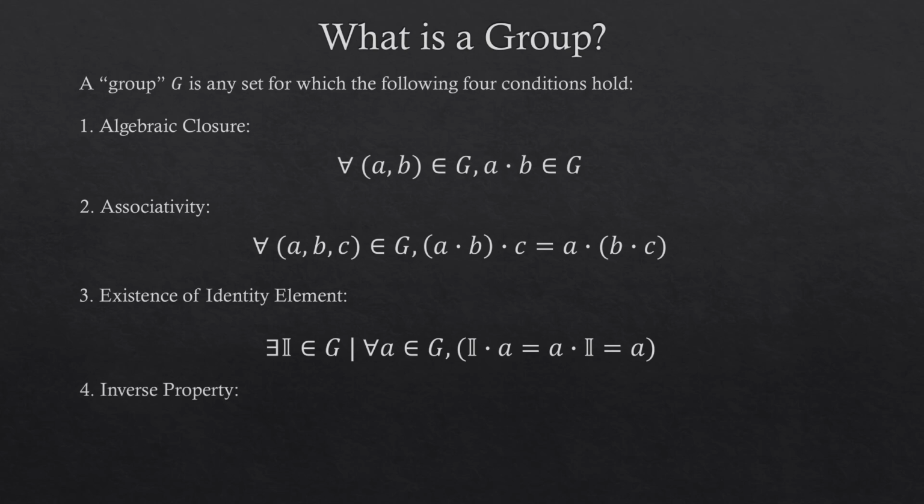Then there exists an inverse property. For all A that are elements of the group G, there exists another element B that's also an element of this group, such that A times B equals B times A equals the identity.